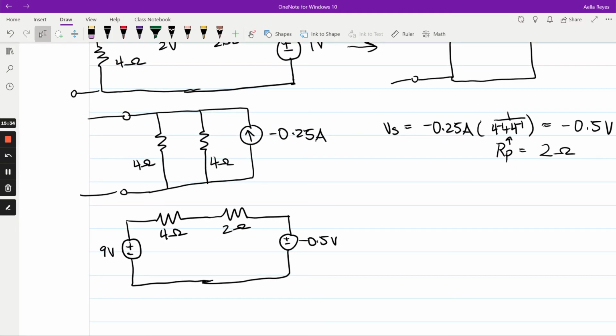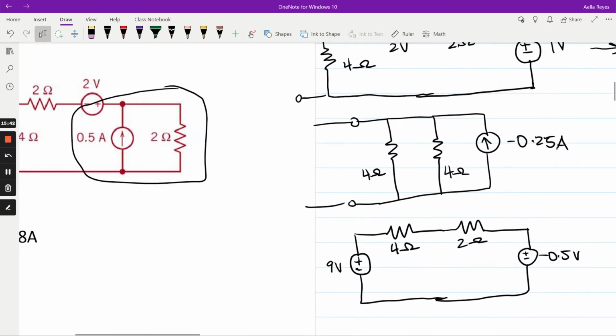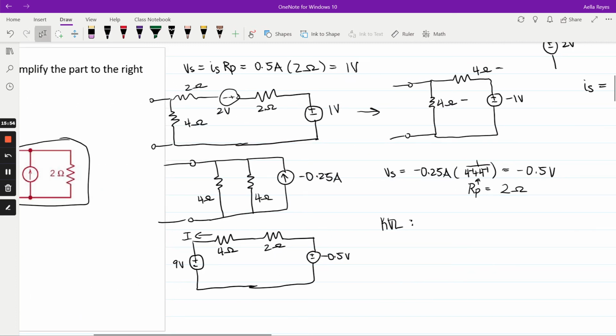But now, to find I, which is just the current going like this, we can do KVL, which is Kirchhoff's voltage law. And we can go this way because that matters.